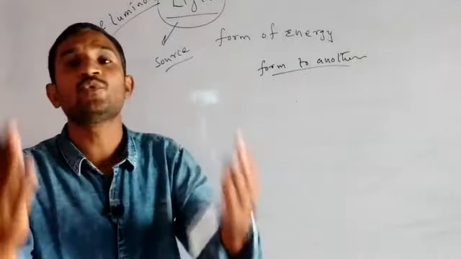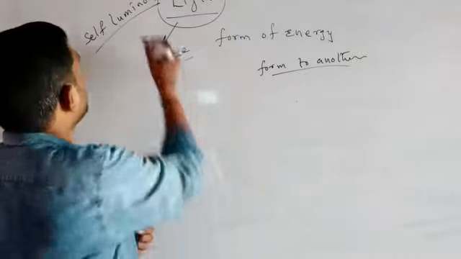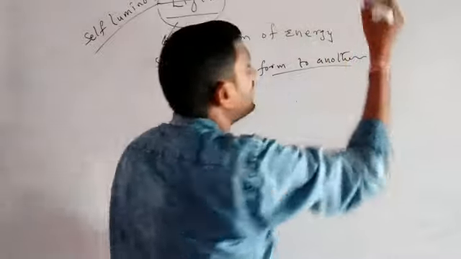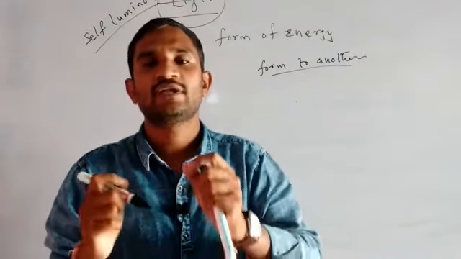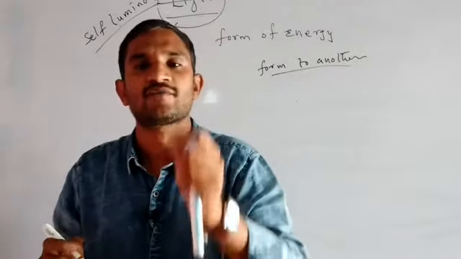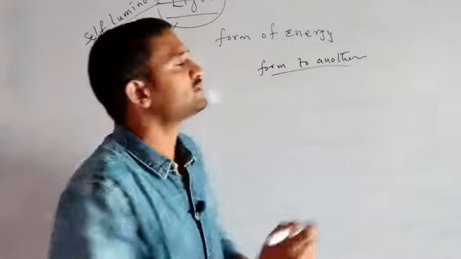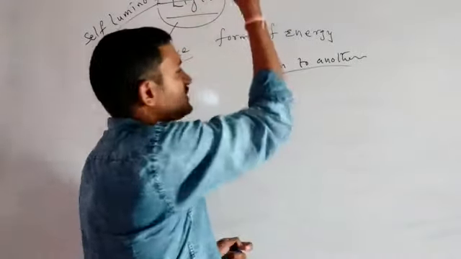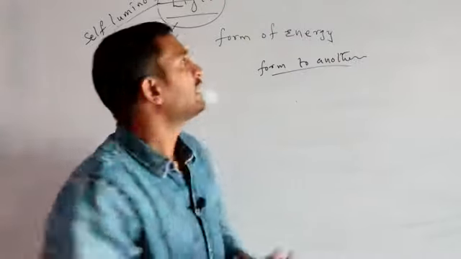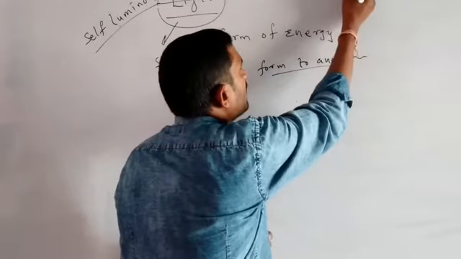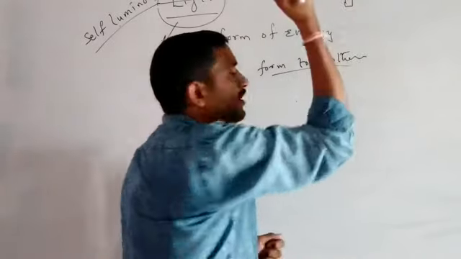How will it be moving? It moves in a straight path. That means a rectilinear path. When light is produced from self-luminous bodies, it moves in a straight path. Suppose it is falling on any object.